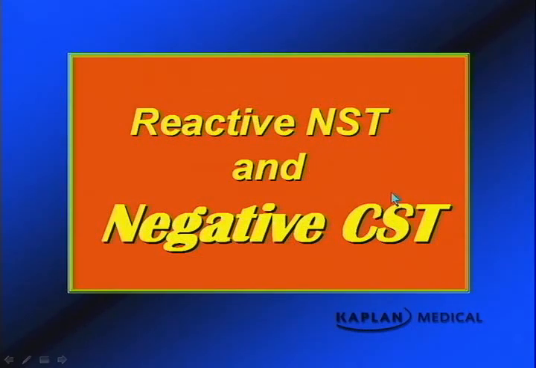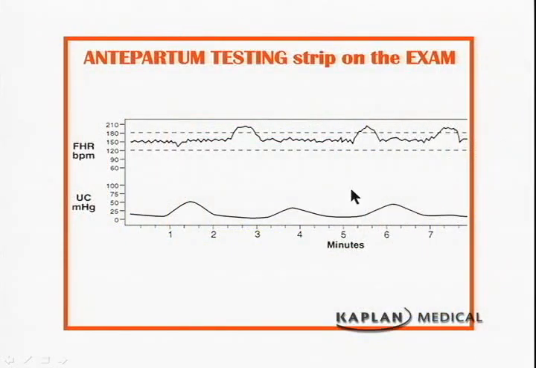All right. Now we do NST and CST. Whenever you're doing an NST, you look for the presence or absence of accelerations. When you do a CST, you look for the presence of contractions and if there are any late decelerations. So we can look for the NST component, which is an indication of fetal movement. We can look at the CST and late decelerations, which is a reflection of the intravillous blood flow.